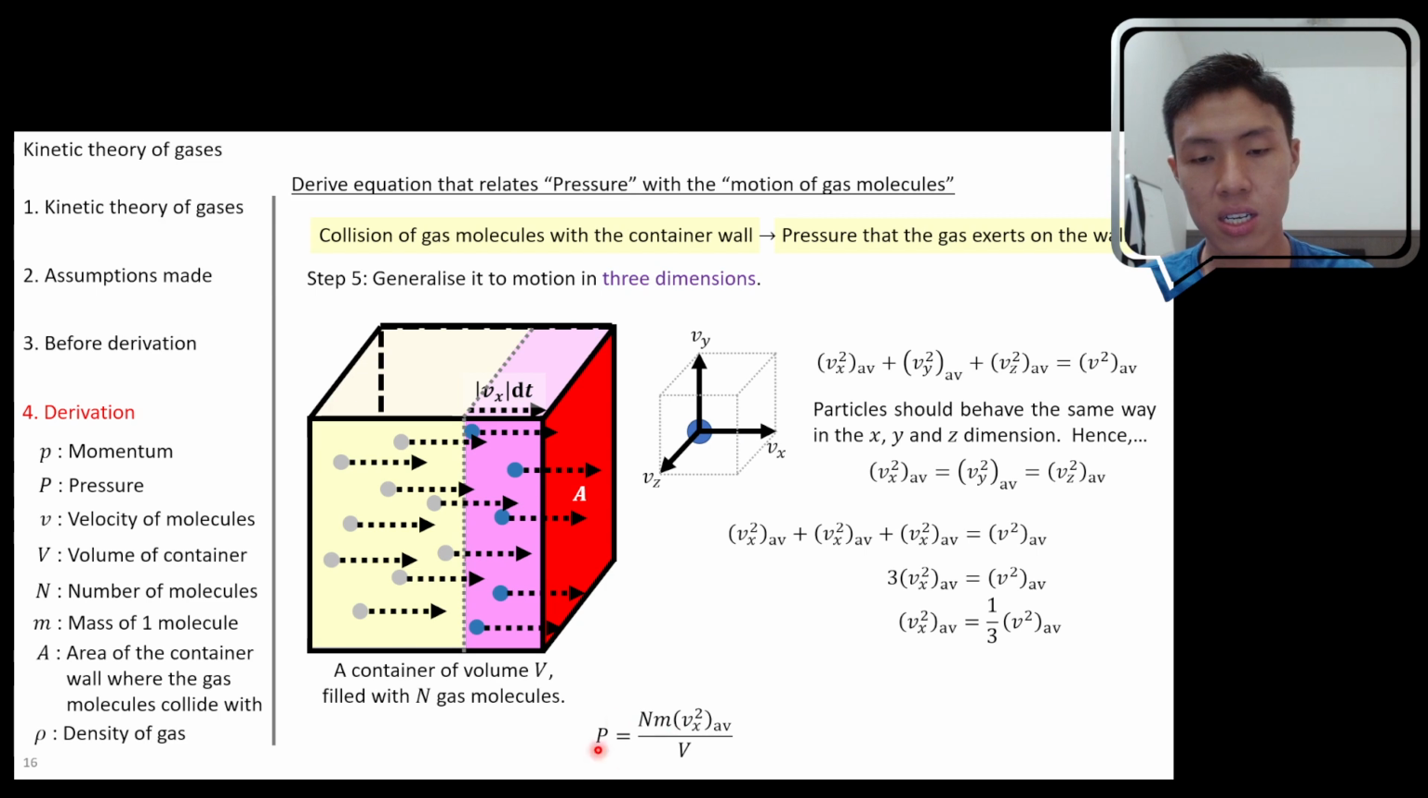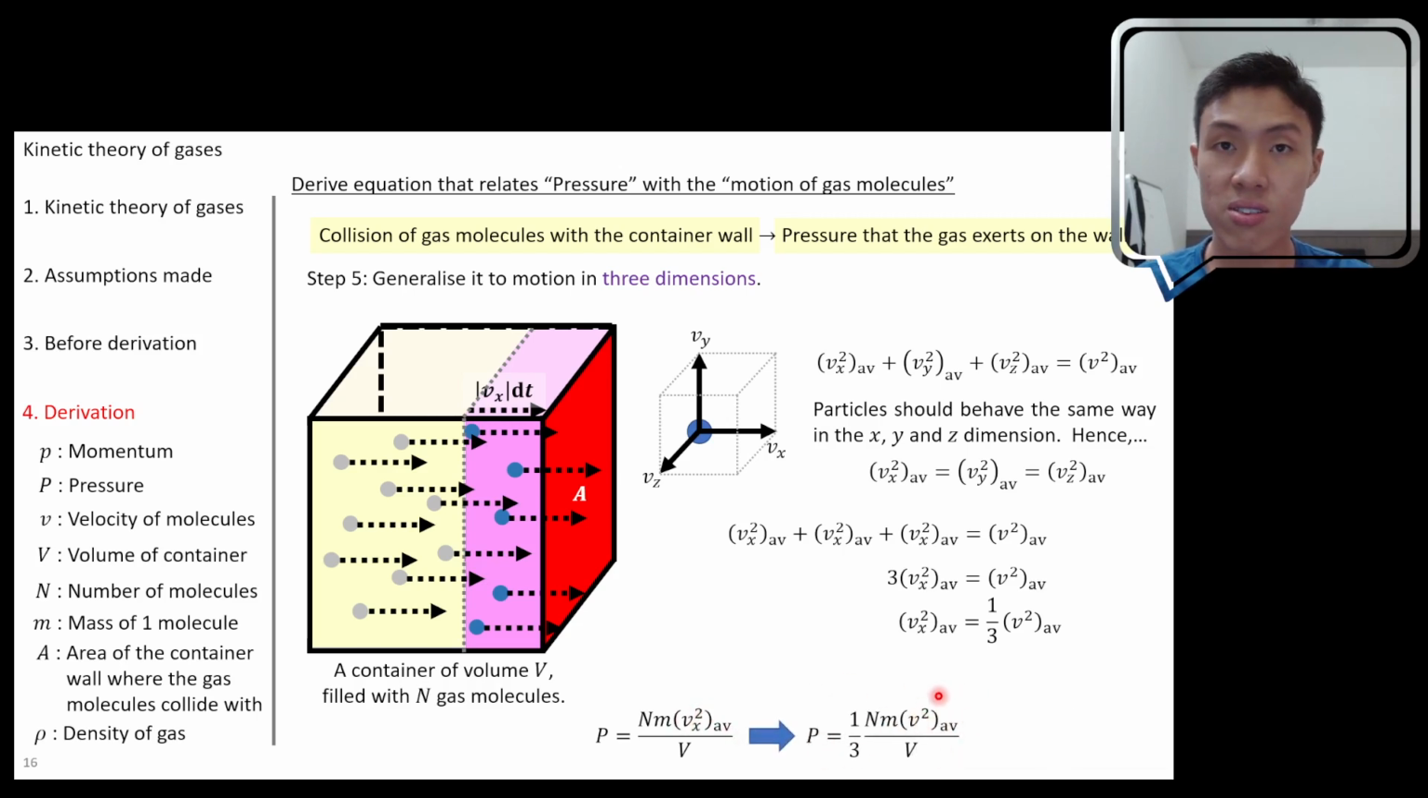Okay, so now this is the equation that we get from step 4 just now when we determined the pressure, but it's still restricted to the x component as of right now. So what we're going to do is replace this Vx squared average with 1 over 3 V squared average. Now you have already generalized this equation to 3 dimensions by not restricting the equation to the x component only.